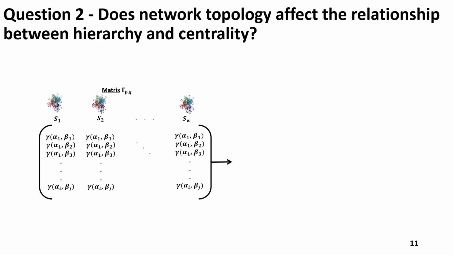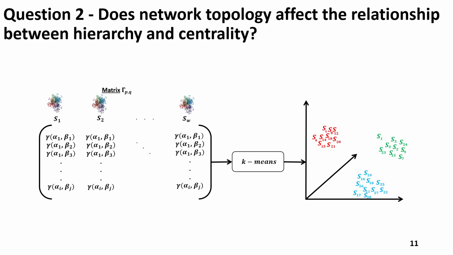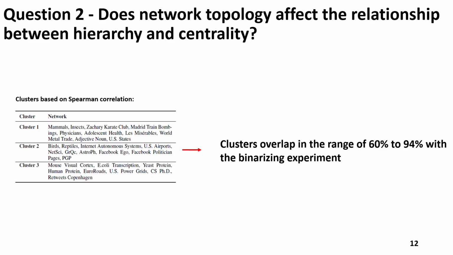In order to prove the consistency of the results, we now take the feature vector of the network but with no thresholding, and we input it in the k-means algorithm, and the clusters that we obtain overlap from 60 to 94% with the previous experiment where we have top and bottom and middle networks. Hence, this proved the consistency of the previous results.